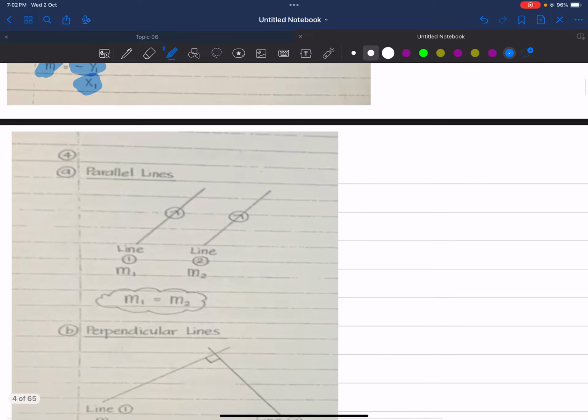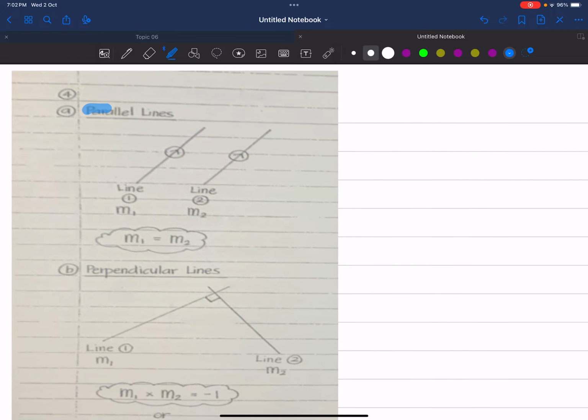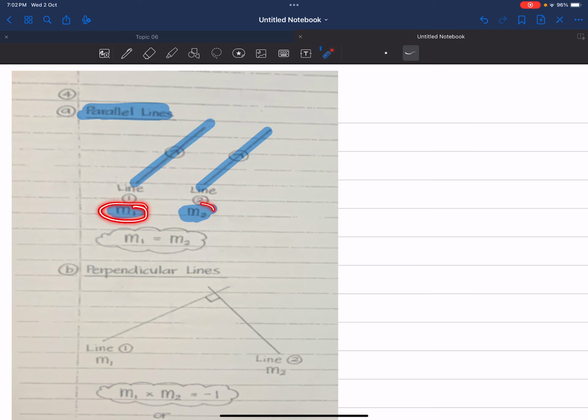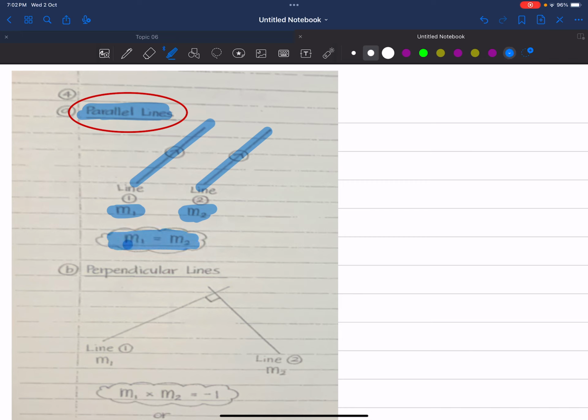Next, we look at parallel lines. We have two lines, line 1 and line 2. All lines will have a gradient, so for the two lines I label the gradients M1 and M2. When two lines are parallel, their gradients are the same. I repeat, when two lines are parallel, their gradients are the same.